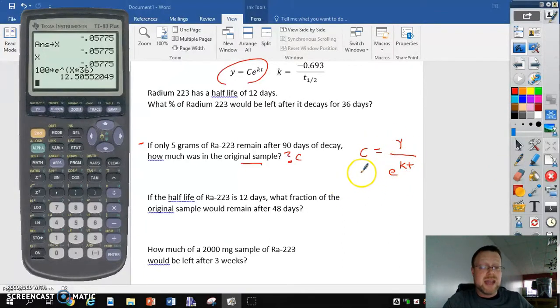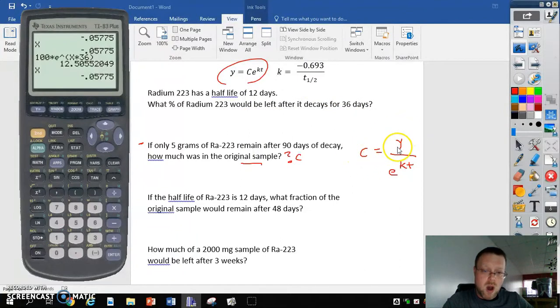All right, now I'm not going to make the same mistake I did last time. I didn't have a k value. But you know what? This radium-223 is still the same isotope I had in the previous example. So the k that I got by taking the negative 0.693 and dividing it by the half-life is the same k, and I still have that k stored in my calculator as X. That's what I got when I took the negative 0.693 and divided it by the half-life of 12 days. Okay? All right, so I'm going to get c by taking the y and dividing it by e to the kt. This is the final amount.